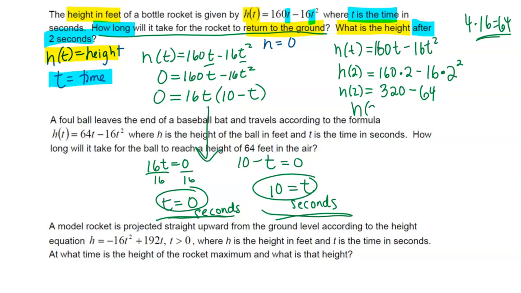So h of 2 equals 200, what? 256. Yes, that's right. Yeah, it is 256. All right. So 256 what? Is this a height or a time? Height, because it's h equals, so it's feet.